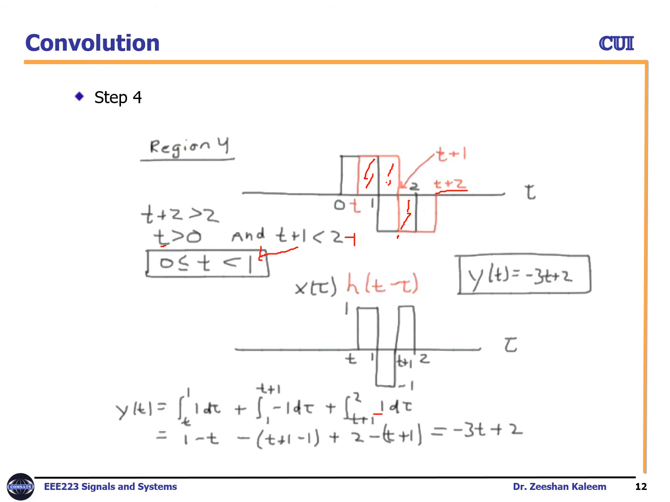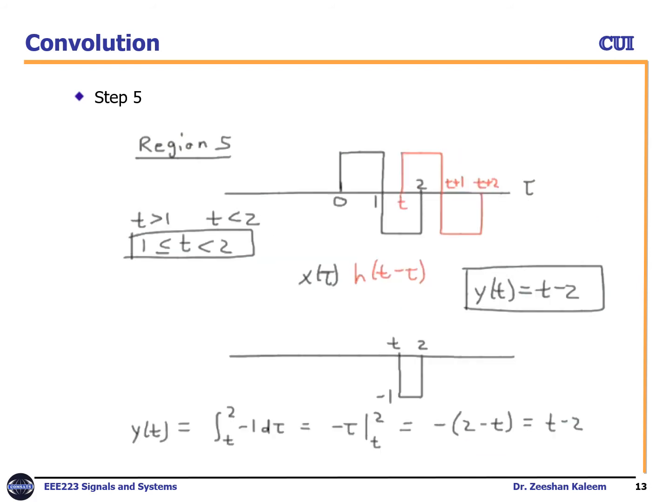Minus 1 into 1, it will become minus 1 into minus 1, it becomes 1. So you can see this output, right? So minus t is in result, we get minus 3t plus 2. So this is the result of region 4.